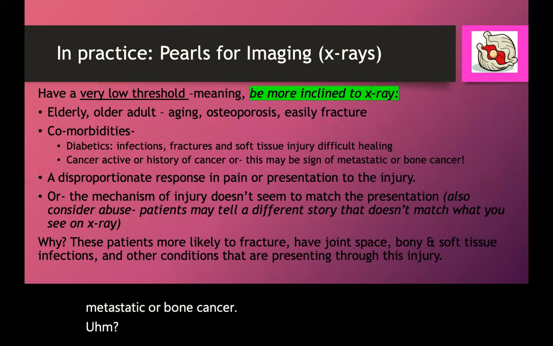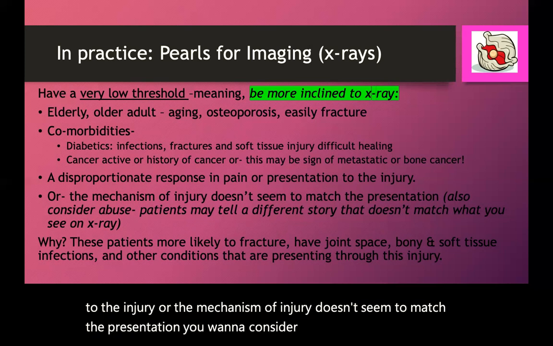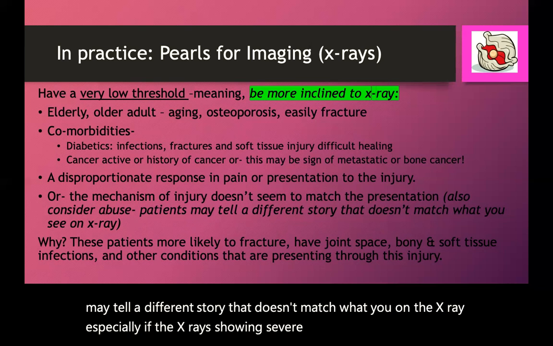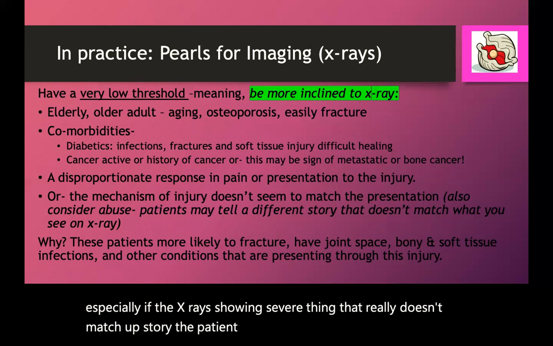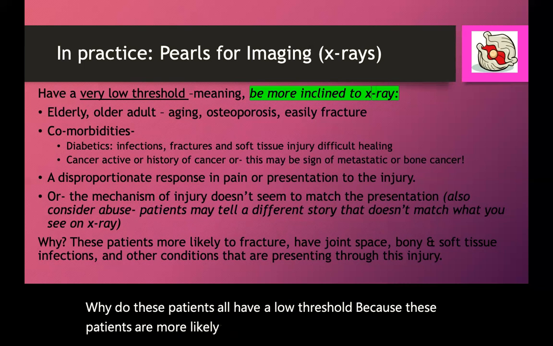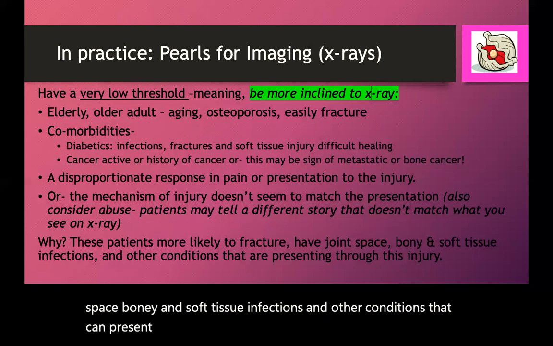So if we have a disproportionate response in pain or presentation to the injury, or the mechanism of injury doesn't seem to match the presentation, you want to consider abuse, because a patient may tell a different story that doesn't match what you actually see on the x-ray, especially if the x-ray is showing a severe finding that really doesn't match up to the story the patient is telling you. Why do these patients all have a low threshold? Because these patients are more likely to fracture. They have increased joint space, bony and soft tissue infections, and other conditions that can present throughout, with their comorbidities.